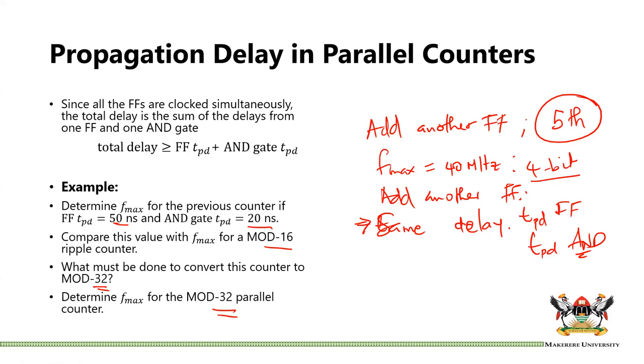We saw that with the ripple counter, when you add flip-flops, you reduce the maximum frequency at which you can operate. This is not the case in parallel counters, and so this is really a big advantage. You do not have to trade off the counting range, the number of flip-flops, against the maximum frequency.